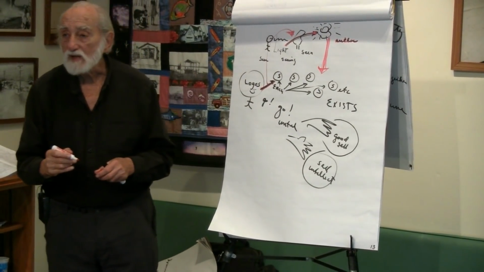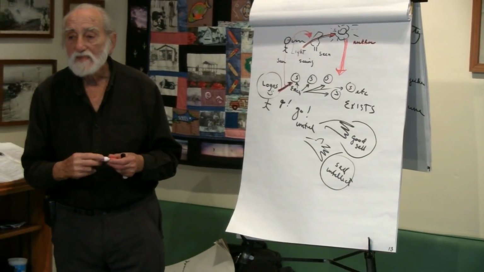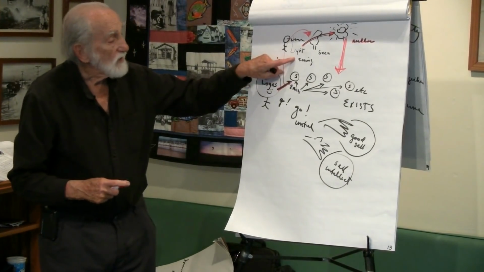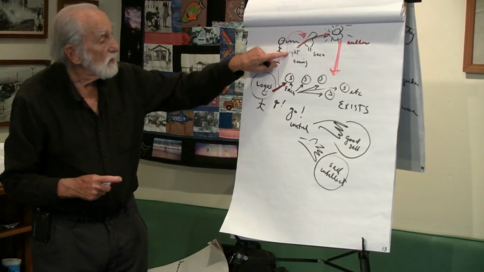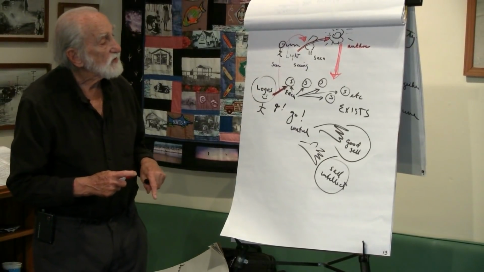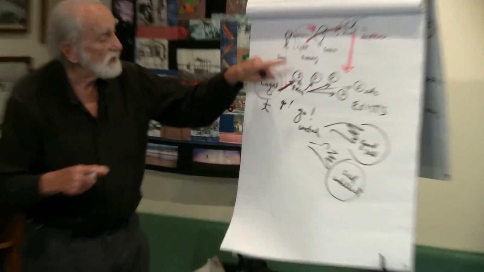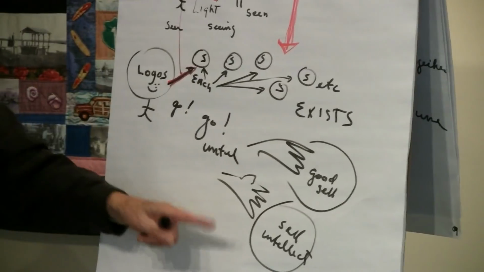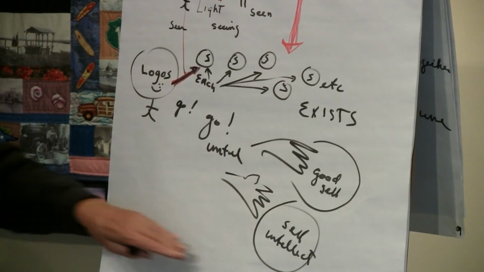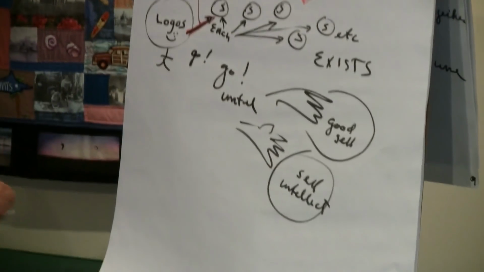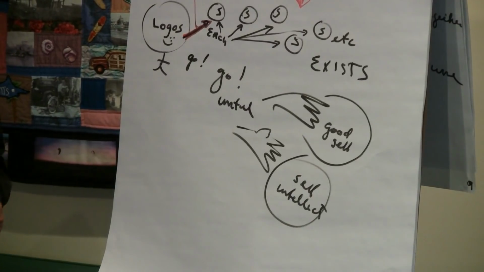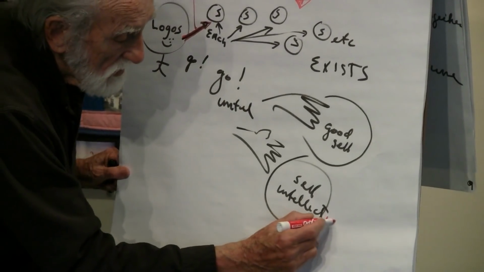That's right. The logos is going to play the role of intellect, or light. It is actually to the grasp. The source of it is going to be the good will, the good self, and it's going to be achieved by self-intellect. By self-intellecting.